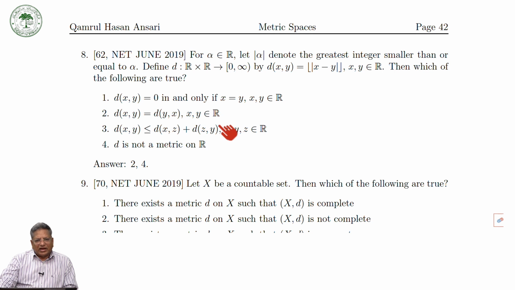Similarly, because the mod function satisfies the triangle inequality, the triangle inequality holds good here also. But is d a metric? No, it is not a metric, because the first condition does not hold good. So this is not a metric, and this one is true. So 2 and 4 is the answer.